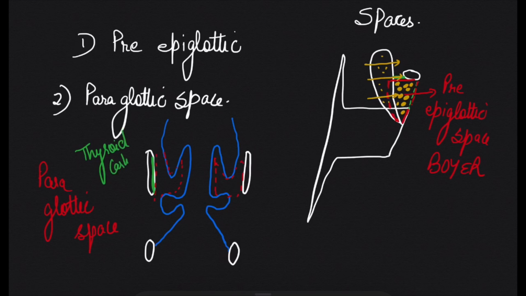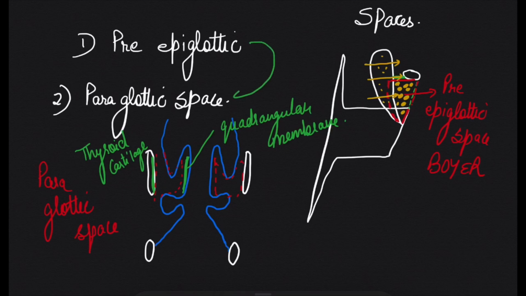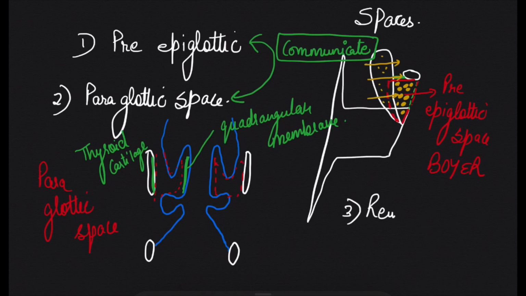See the boundaries: this is the inner part of the thyroid cartilage, so this will be the lateral boundary. The medial boundary will be the quadrangular membrane, even the vestibule and the conus elasticus, and superiorly the AE folds, the ariepiglottic folds. And this will communicate with the pre-epiglottic space. So the paraglottic space and pre-epiglottic space communicate with each other. So any lesion or infection in the pre-epiglottic space can pass on to the paraglottic space, and infection or malignancy of the paraglottic space can easily pass to the pre-epiglottic space.